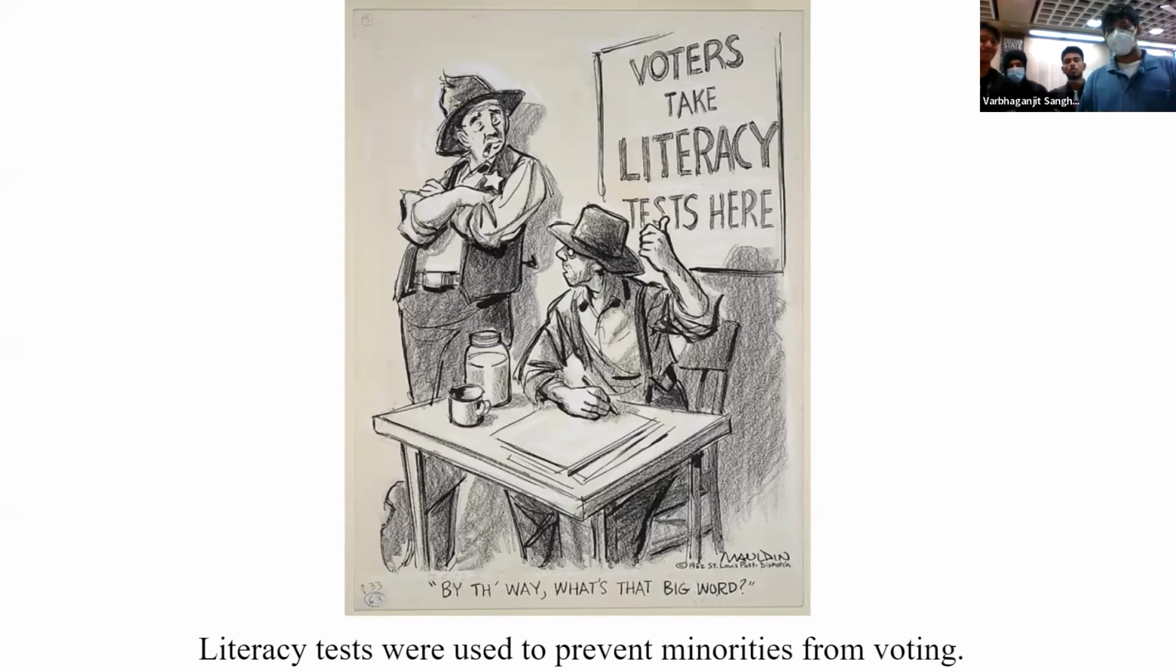And here's an image showing that even if they weren't educated, they could vote now. Well, it's showing that they're not allowed to vote because they don't understand what the sign says. But this is what was abolished.